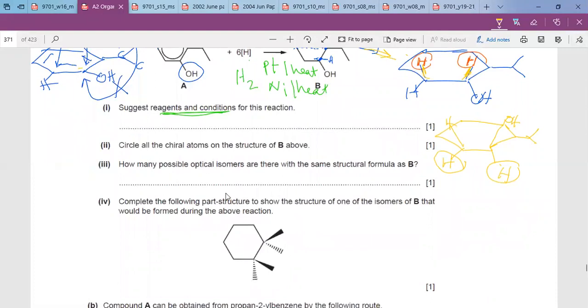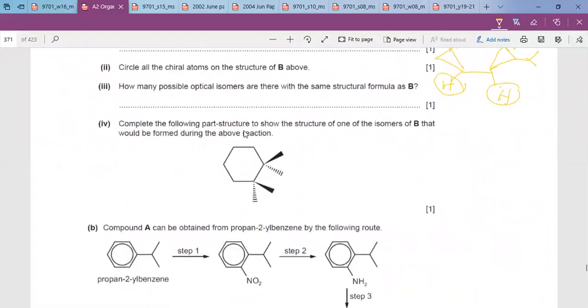So it says here, complete the following partial structure to show the structure of one of the isomers that would be formed during the above reaction. So remember these two, this one here and this one here means on the same side. That means if you put hydrogen here and here, then it'll be an OH here and an H down here. Or it can be reversed.